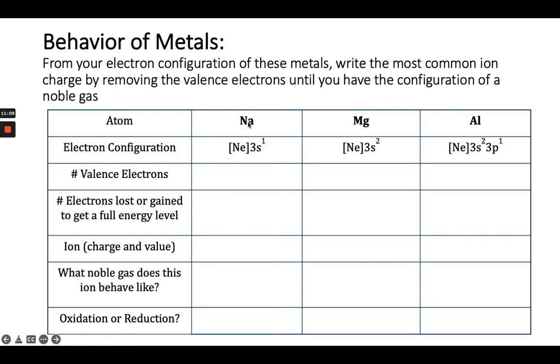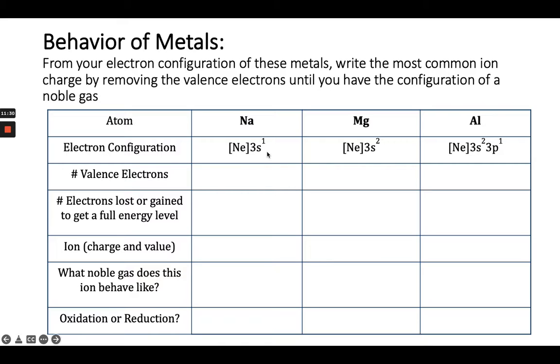Here are metals that are representative of group 1, 2, and 13. And here are their electron configurations. You can tell from their electron configurations or from their position on the periodic table the number of valence electrons. And remember, we're going to go through sodium here and take a look at this.